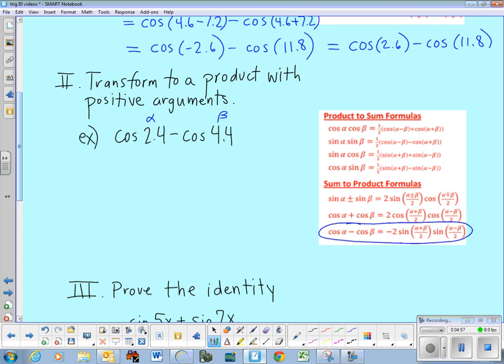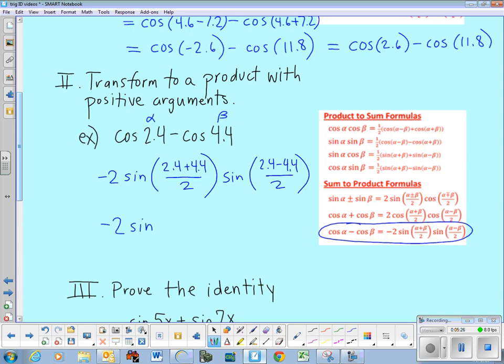So the result would be negative 2 sine of alpha plus beta over 2 times the sine of alpha minus beta over 2. And then I just need to simplify a little bit. So that's negative 2 times the sine of 2.4 plus 4.4, which would be 6.8. And then half of that would be 3.4.